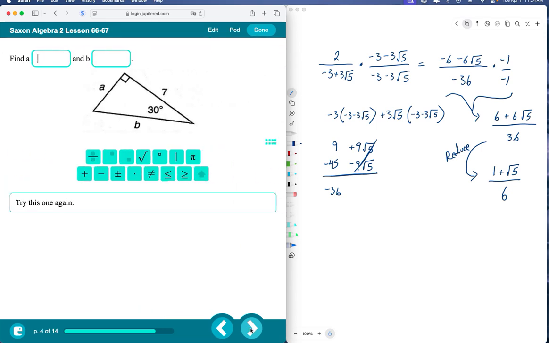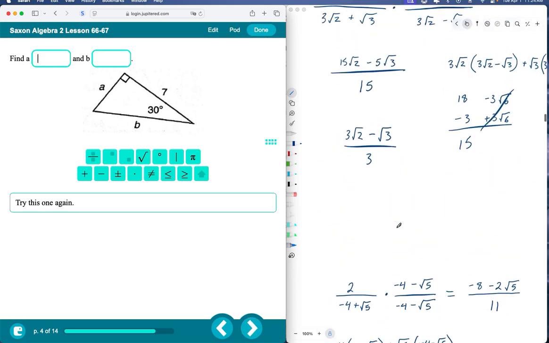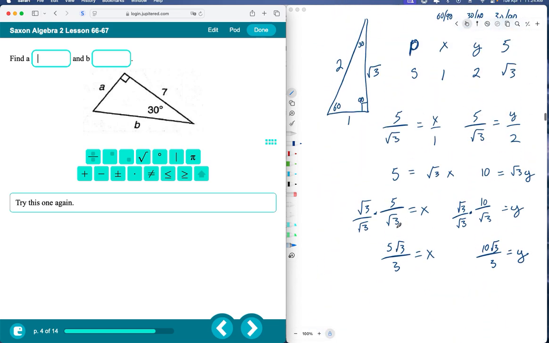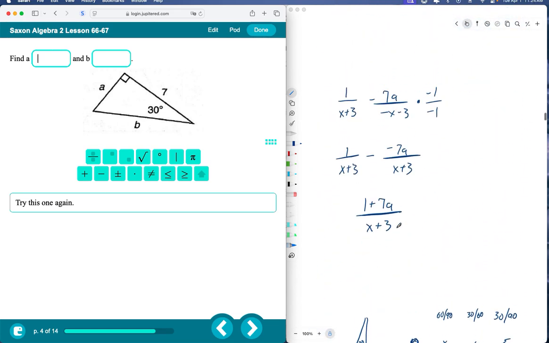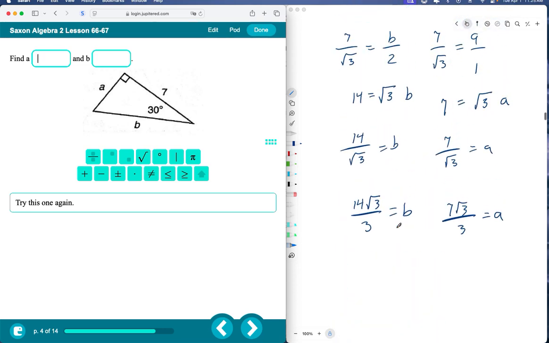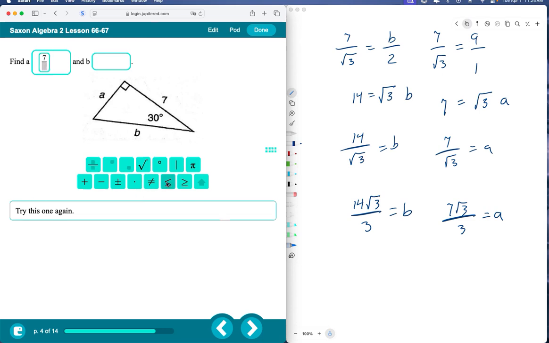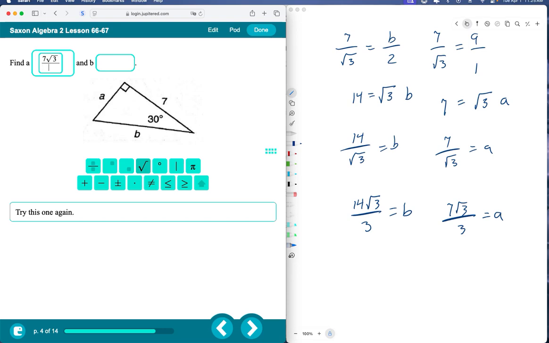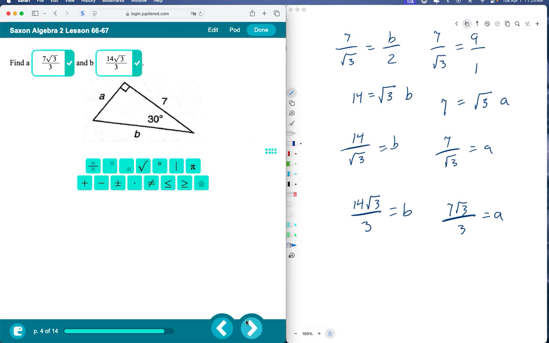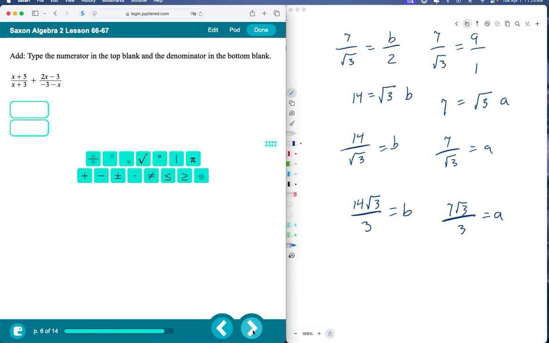Oh, it's making me do it again because I messed up with the one we did before. And I think I still have that written down because I was using tangent and not the other way. Yeah, that's this one. So A was 7 square root of 3 over 3. And B was 14 square root of 3 over 3. Let's make me do another one again. I got that one right.